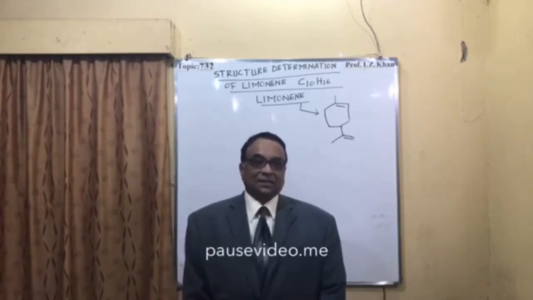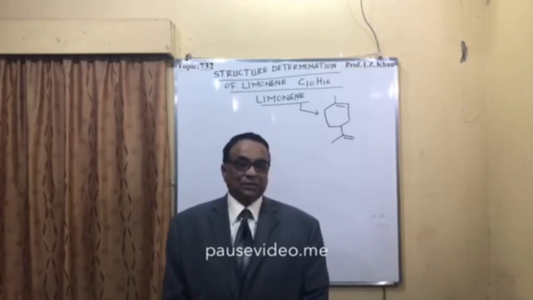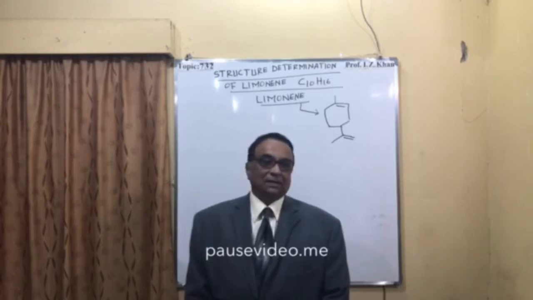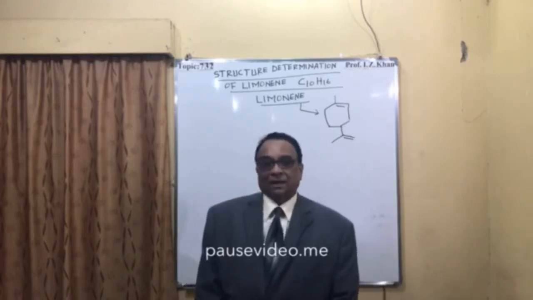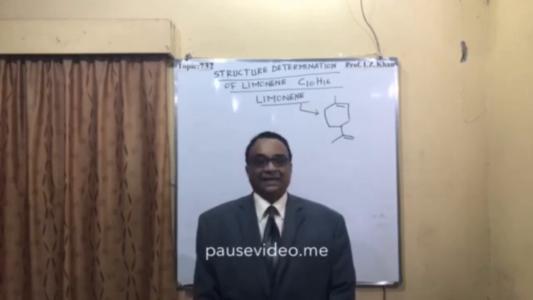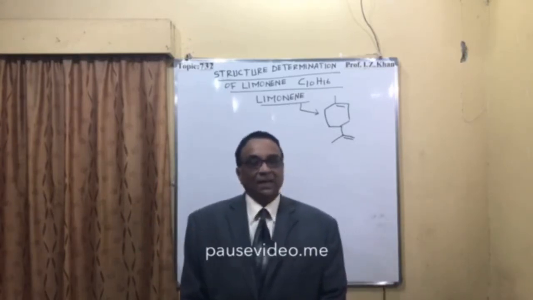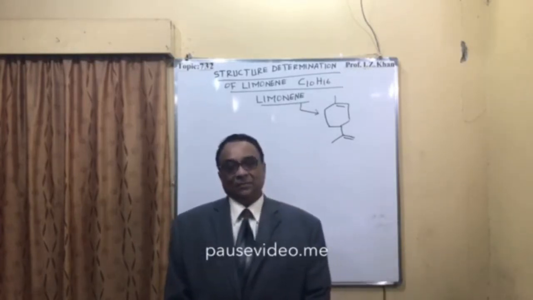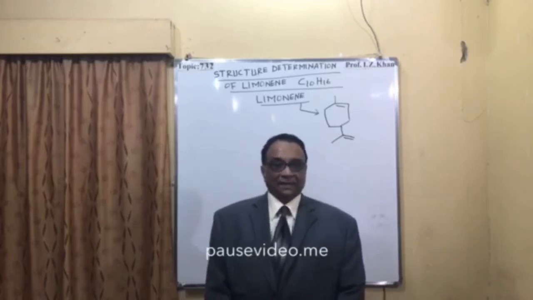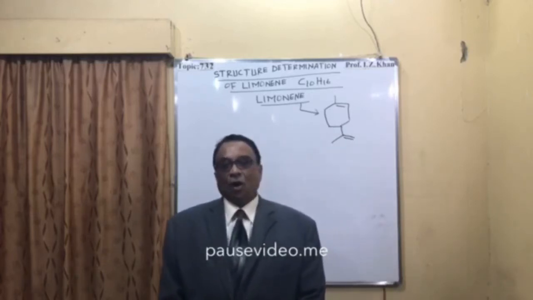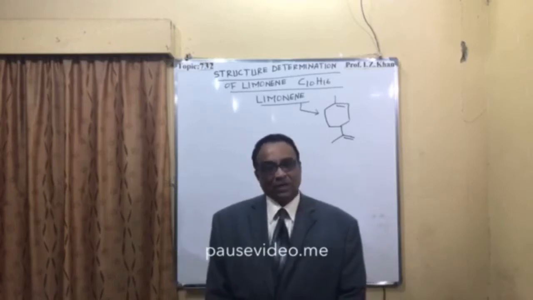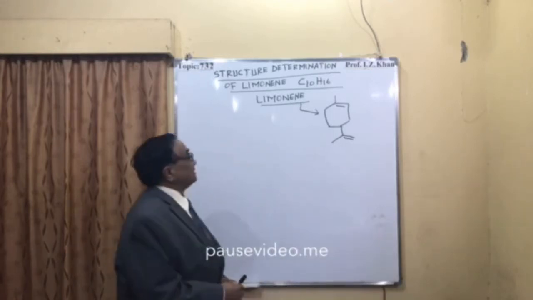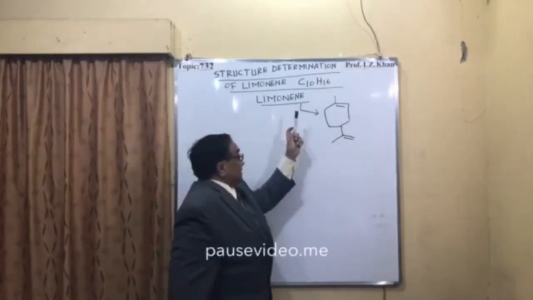Limonene has two double bonds, it is unsaturated, it is a ring compound, and once it is subjected to dehydrogenation, it gives paramenthane, it gives paracymene. When in presence of sulfur it is hydrogenated. So all these reactions I will be showing one by one in order to establish the structure, and it contains 10 carbon and 16 hydrogen.